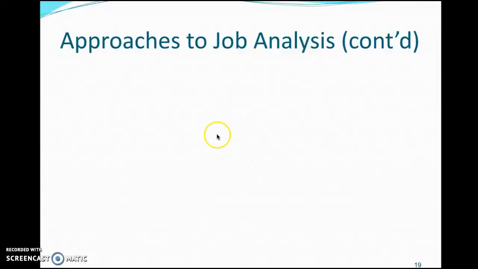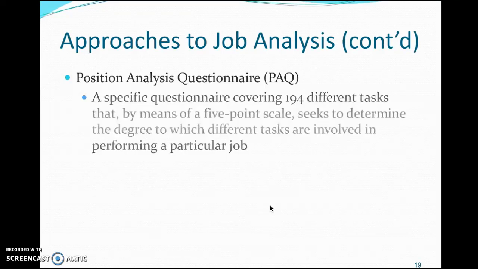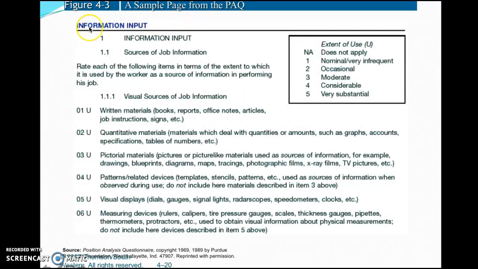Another approach is the position analysis questionnaire, PAQ. This is a registered trademark. It is a questionnaire that covers 194 different tasks on a 5-point scale, and it determines the degree to which tasks are involved in a particular job. Maybe 20 years ago, maybe 30 years ago, this was a paper questionnaire. Now it's definitely an online tool. Again, you don't need to know this in detail, it's just for your information.